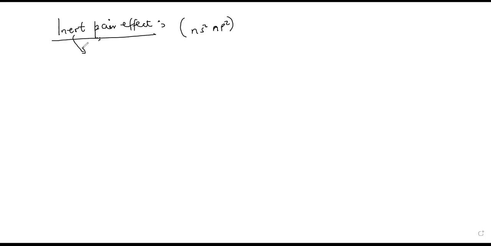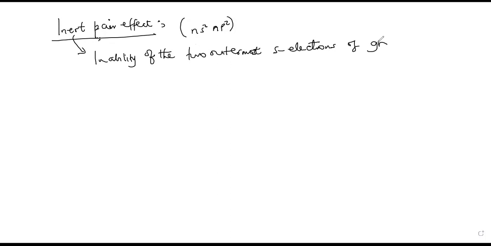When you say the inert pair effect, let me first define it. This effect is the inability of the two outermost s electrons of group 4 atoms to participate in bonding.